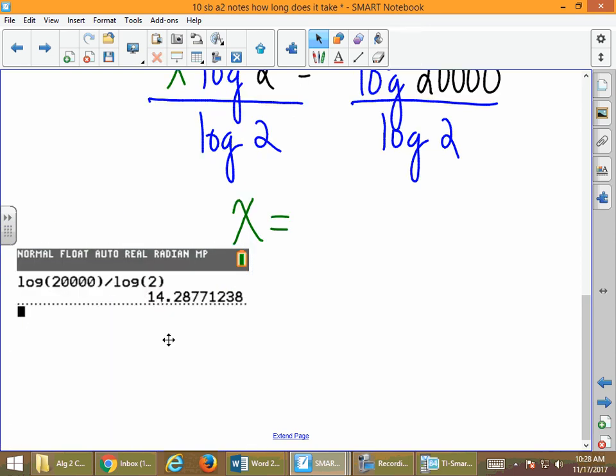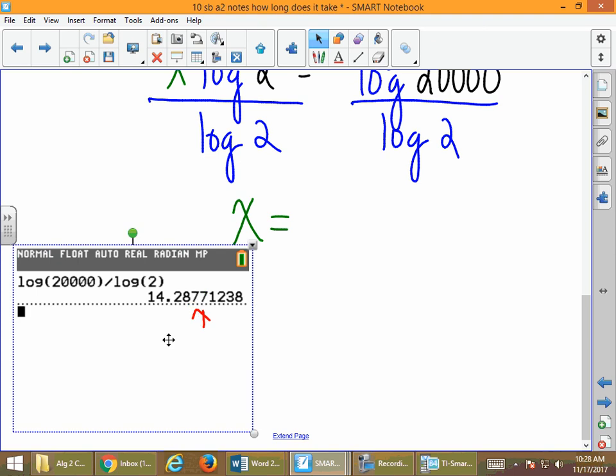It says round to the nearest thousandth. So same procedure that we've been doing. We're going to look at this second 7 here. The second 7.